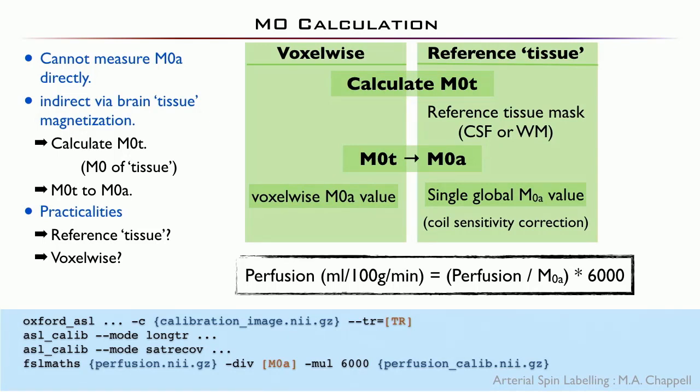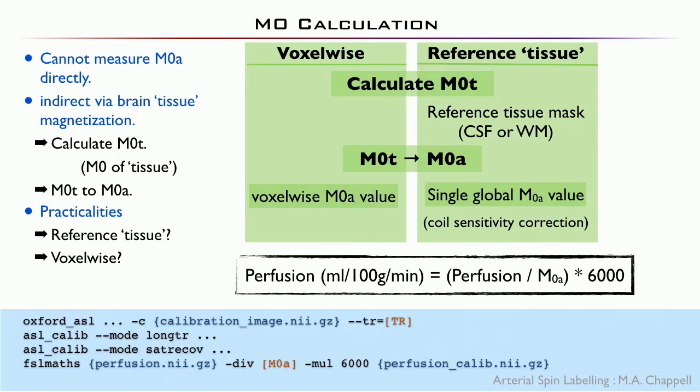And what we do is we calculate the magnetization of a tissue, of a reference, and then convert that back to the equivalent arterial magnetization. And there are kind of two schools of thought on how you do this, one of which is to say you calculate a magnetization of tissue in every voxel in the organ in the brain that you're imaging, and then you convert that to a local value of magnetization of blood and apply that.